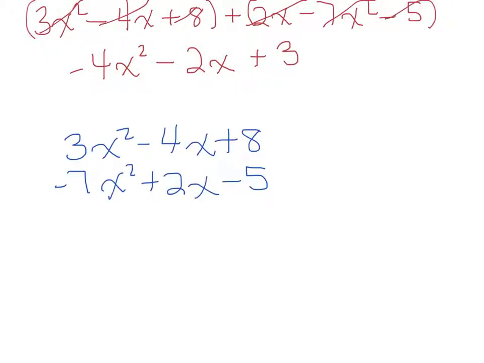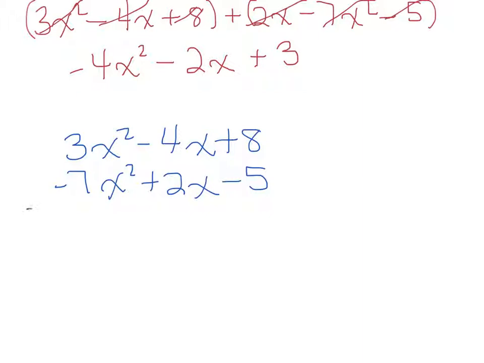The second method we can use to add polynomials is the vertical method, which means we're going to put one polynomial on top and another polynomial on the bottom. If you'll notice, I'm using the same polynomials that I did in the first problem. So 3x squared minus 4x plus 8, same polynomial. Now this one is also the same polynomial. The second one, I just rearranged it. So the negative 7x squared, I put first because I wanted to line up the like terms. Then I put my 2x underneath the negative 4x to line up those like terms. And then finally my minus 5.